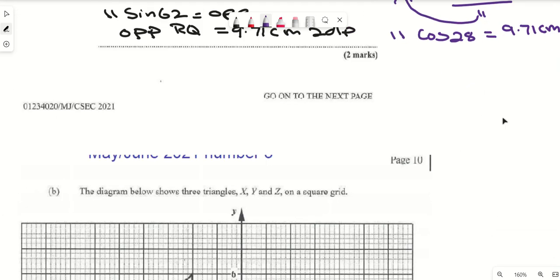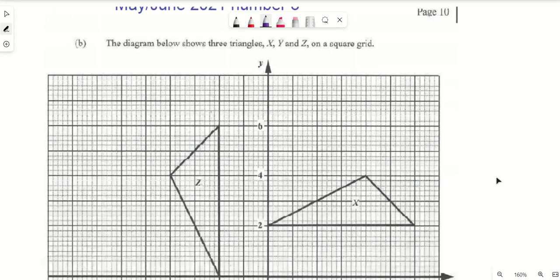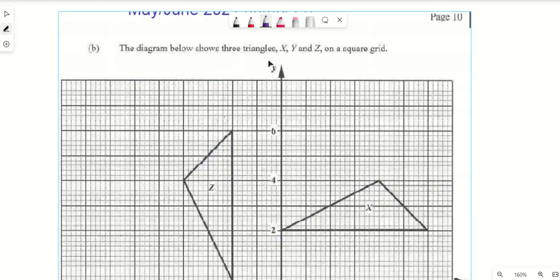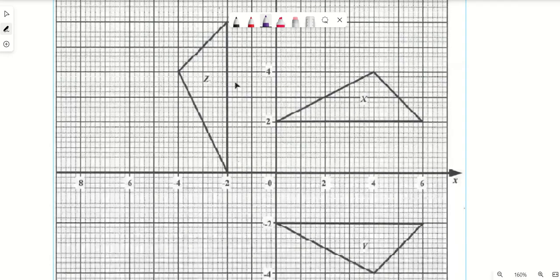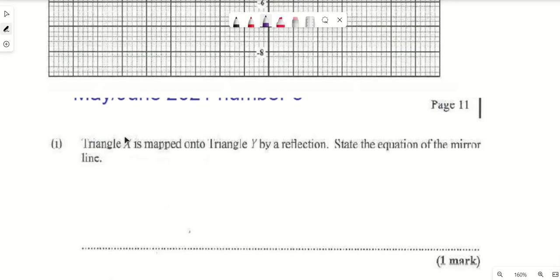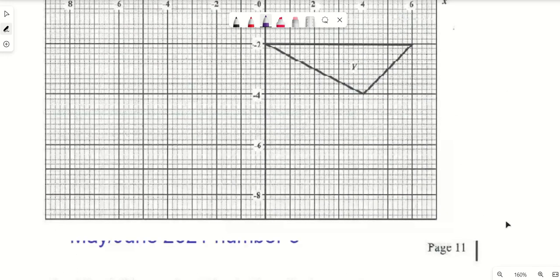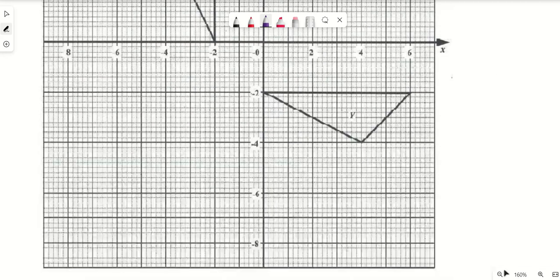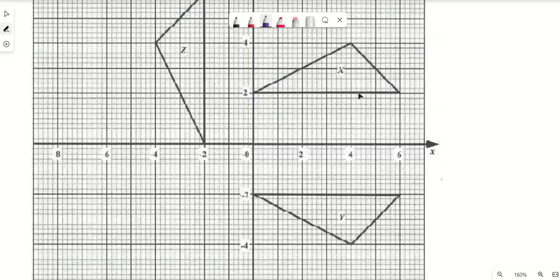Now the next question, part B, is: the diagram below shows 3 triangles, X, Y, and Z on a square grid. So we see X, Y, and Z. Triangle X is mapped onto triangle Y by a reflection. State the equation of the mirror line. So first off, we're looking at X and Y. So this is X and this is Y.